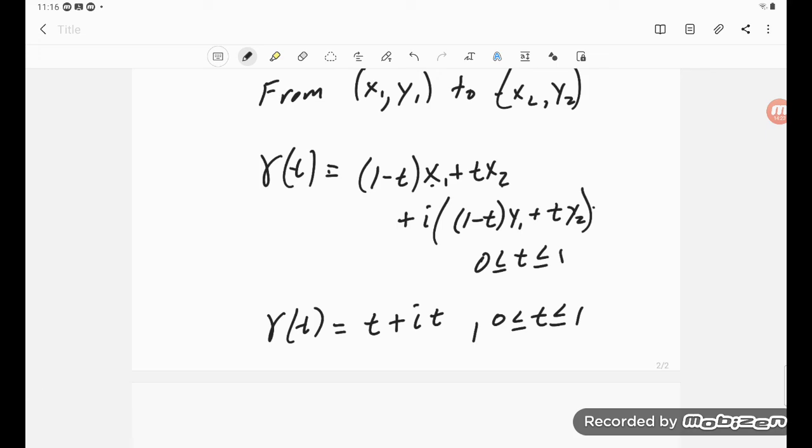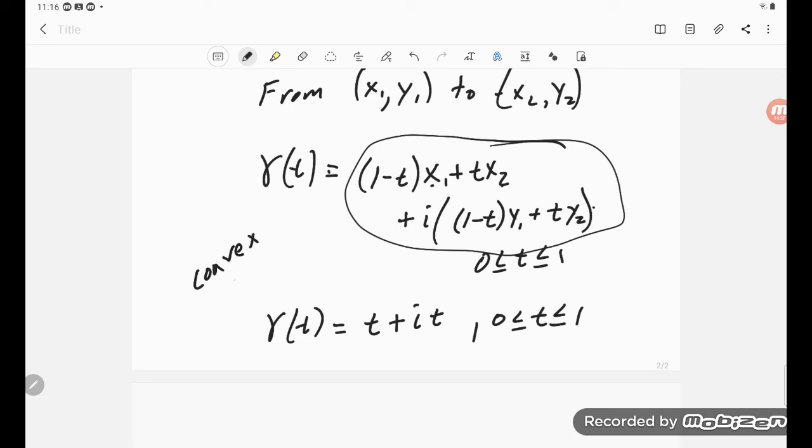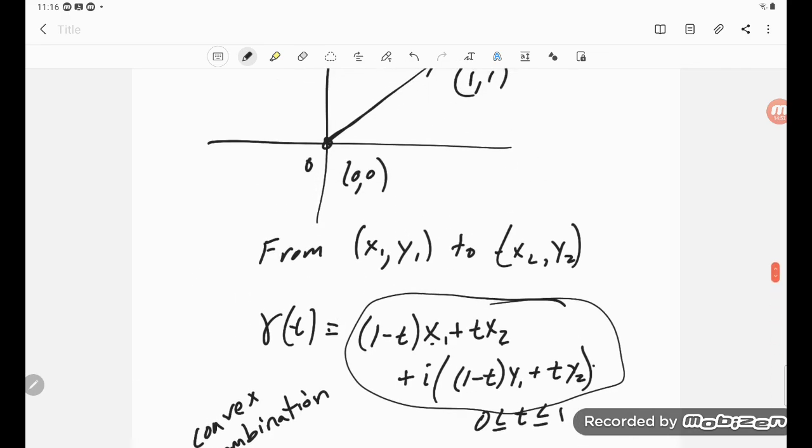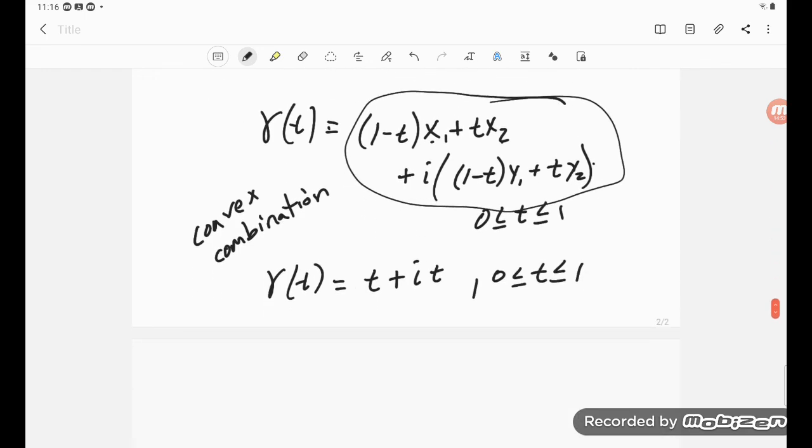Okay, so this is when you do this sort of thing with the 1 minus t and the t between two points, that's called a convex combination. That is a great way to create a line segment between two points. Okay, I think that's enough for this part of paths, so we'll stop there.